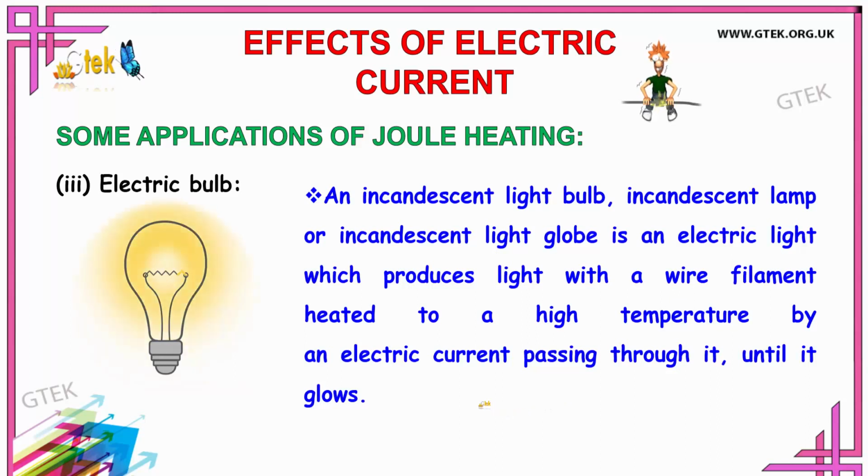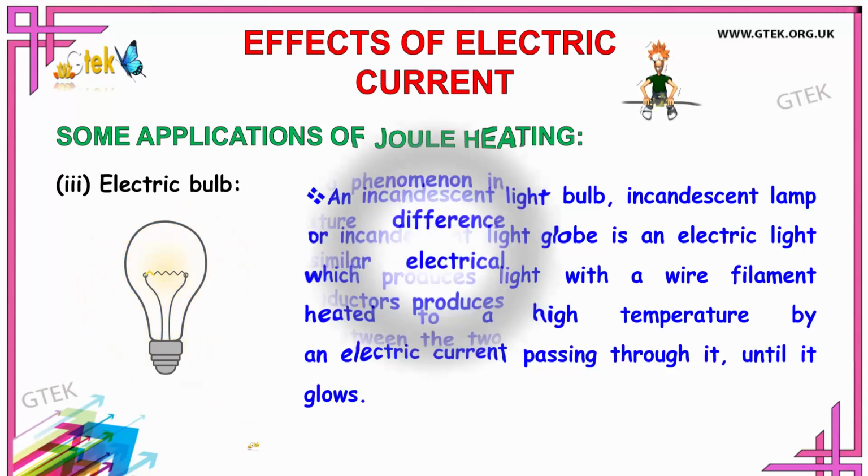The electric bulb also falls under the applications of Joule's heating. An incandescent light bulb, also called an incandescent lamp or incandescent light globe, is an electric light which produces light with a wire filament heated to a high temperature by an electric current passing through it until it glows.